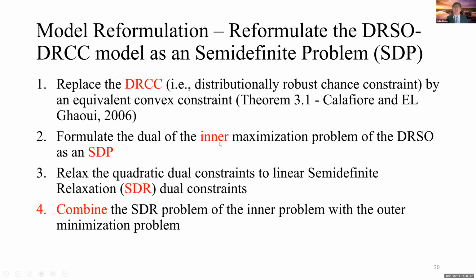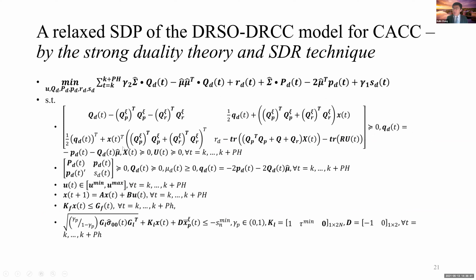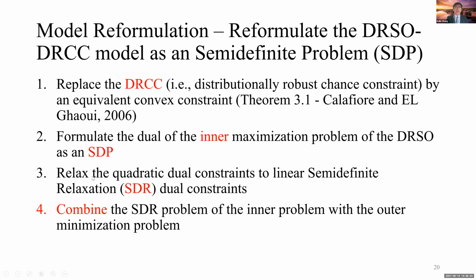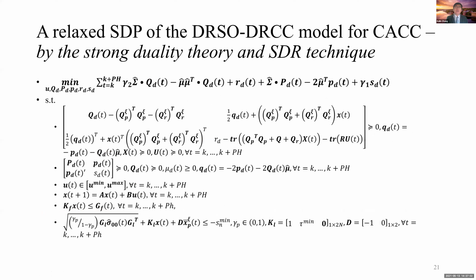We also formulate the dual of the inner maximization problem as an SDP, which is still hard to solve. So we use a semidefinite relaxation technique to relax the quadratic constraint to a linear one, and then we combine the inner SDP problem with the outer problem. Eventually, this is the final formulation, basically.